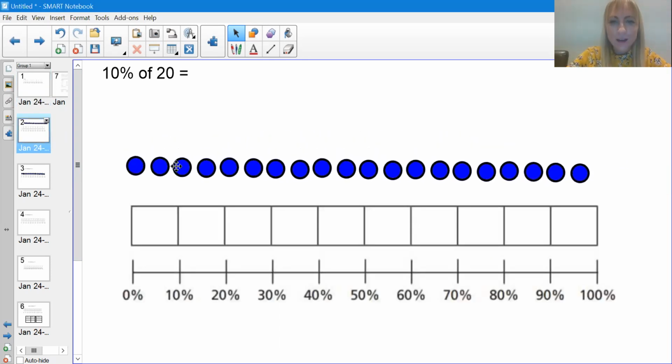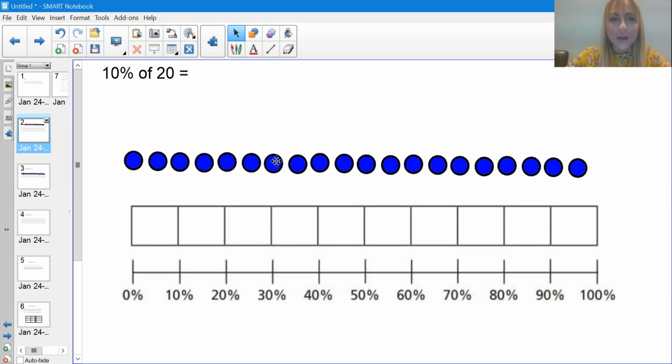Whoa, I've got lots of counters here. I want to find 10% of 20, okay? And I've got 20 counters. I'm not going to count them all out. You'll have to take my word for it. So I've got 20 counters, and I want to find 10%. So my whole amount is 20.